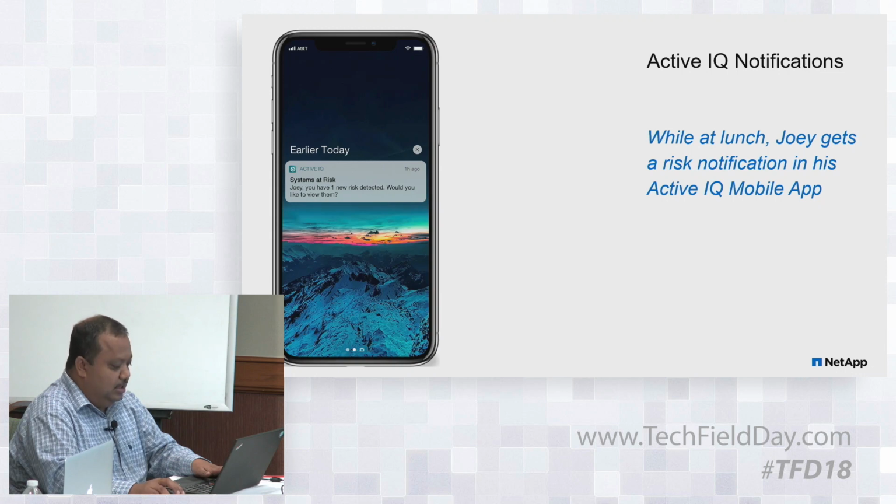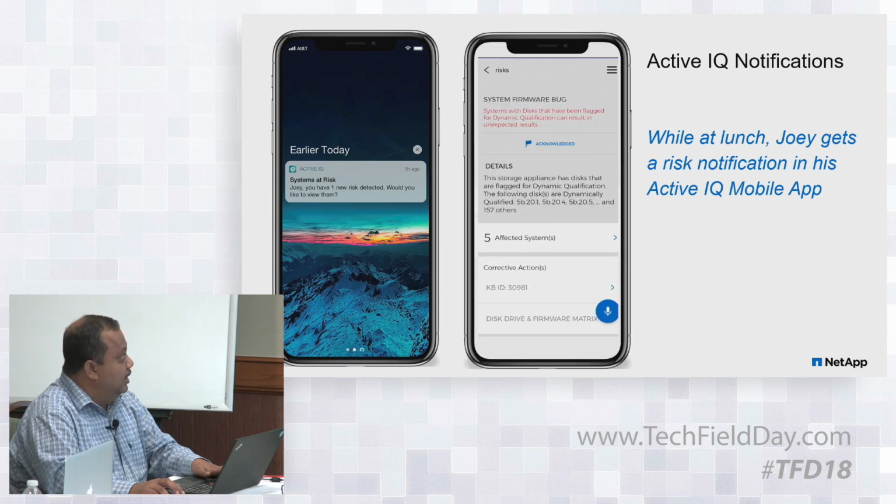Joey digs a little bit deeper and taps on the notification on the smartphone, and he's now able to see at least the high-level details of what this risk is about. So he knows now it's a system firmware bug, and it also has some affected systems. And along with that, he also has an idea of the corrective actions.